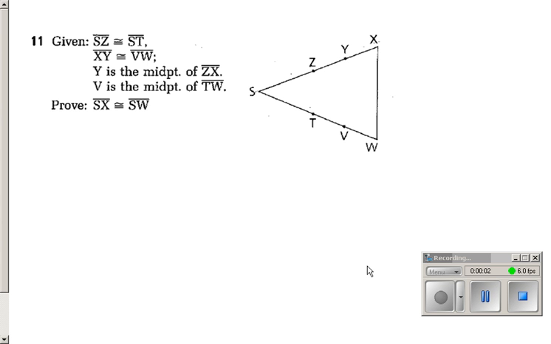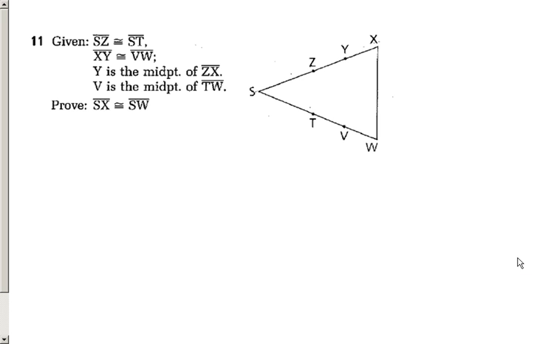All right, here is an example of a proof from section 2.6. This is number 11. 2.6 was all about the multiplication and division properties, so you know that's going to probably show up in this problem. All right, so this is a proof.